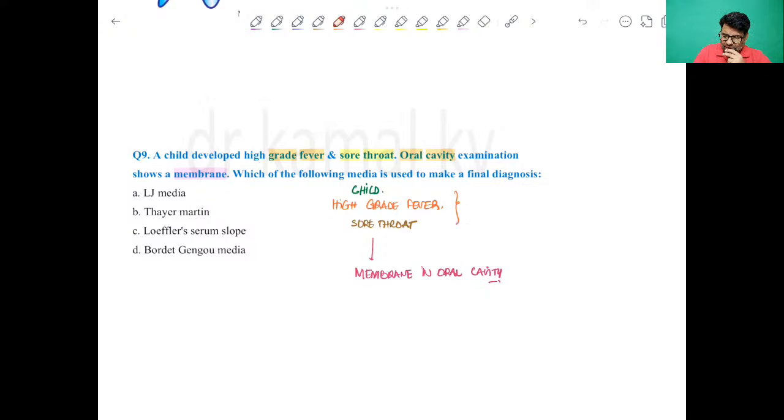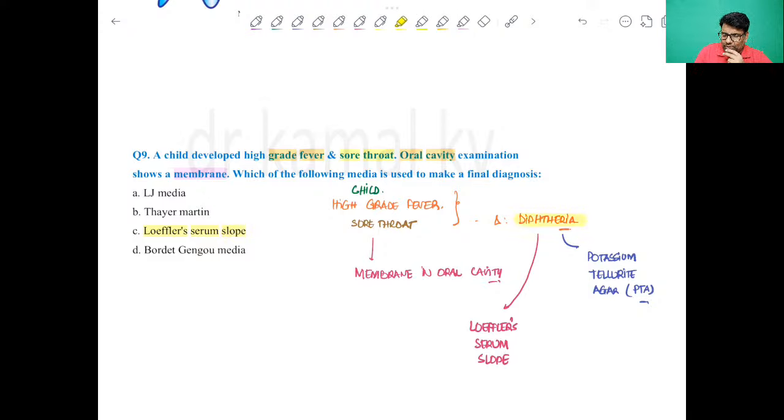So this is a classical picture of diphtheria. And for diphtheria, please remember two culture medias. One is, of course, Loeffler's serum slope, and the other one is potassium tellurite agar. Clear? In short, you can remember PTA. Since this is there in the option, we will mark it as the answer.